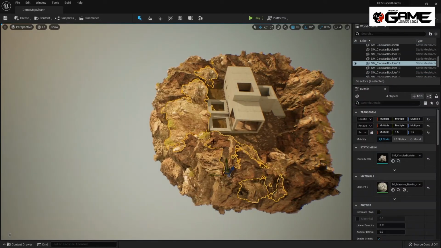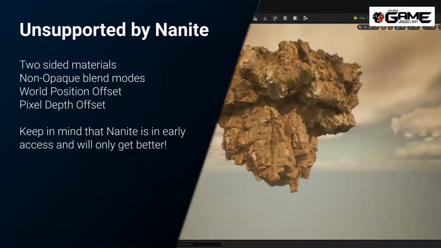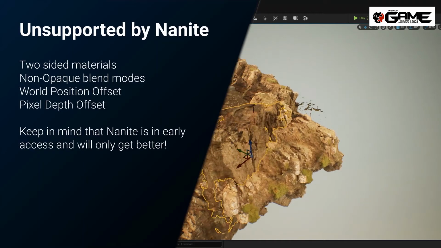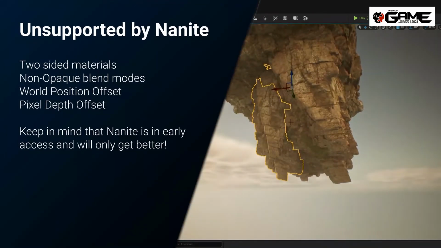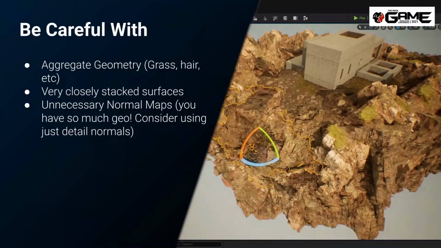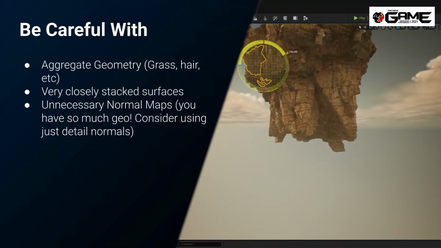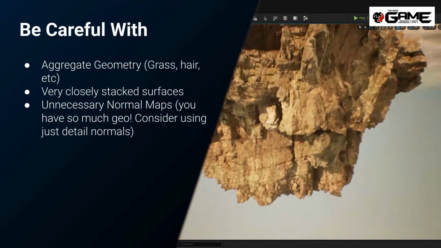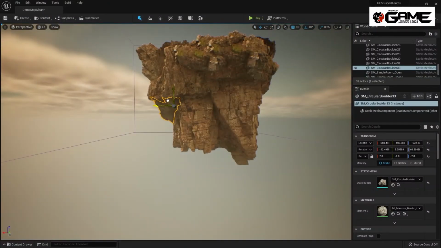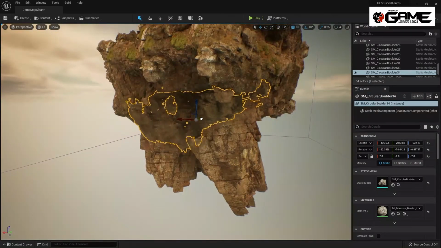Now, a few caveats that you need to be aware of. It must be opaque, and it must be fewer than 2 million instances on screen at once. Only instances that are streamed in are counted. Ray tracing features are supported, but rays intersect with the proxy mesh that I showed you earlier. Where possible, avoid aggregate geometry, like hair and grass and that kind of stuff, and avoid closely stacked surfaces. You can track them down with the overdraw view mode. Outside of this, you can preview what is and isn't Nanite by looking at the Nanite scene. We'll go into that in just a bit.